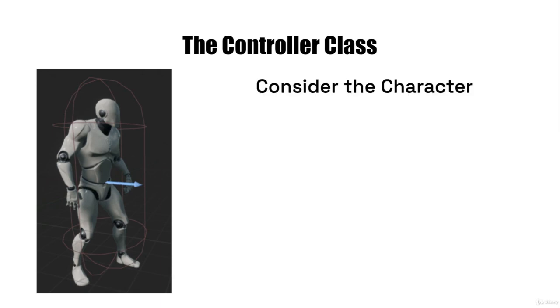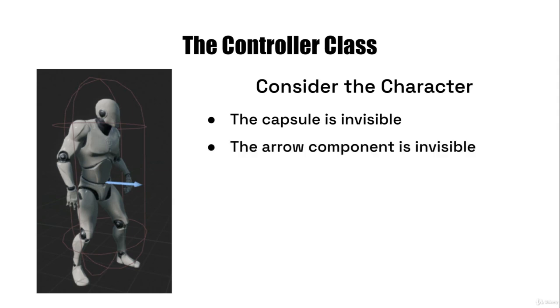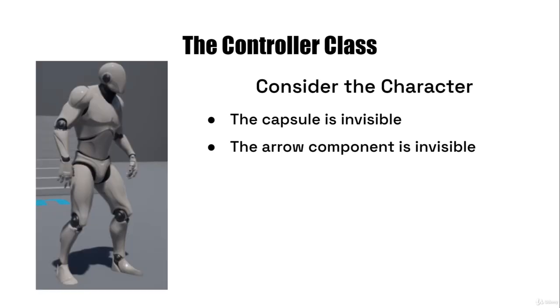Now, why don't we consider some of these things on the character for a moment? The capsule component is invisible in the game. Sure, you can set it to be visible, but typically you don't want to see it. So it's an entity that exists on the character that you cannot see. Likewise, the arrow component is also invisible. When we play the game, this is what we typically see. And the end user, the person playing the game, usually has no idea that a capsule or an arrow component even exist on the character.